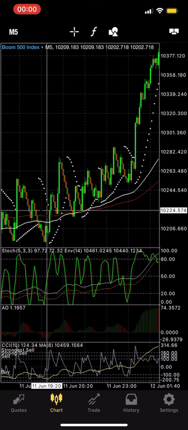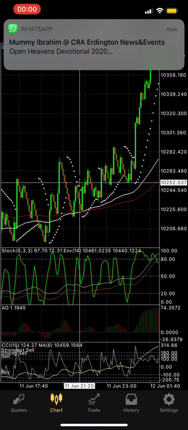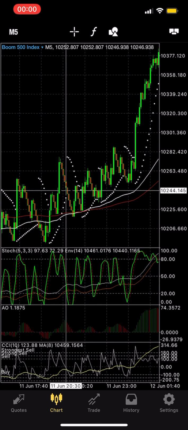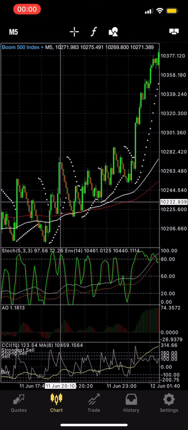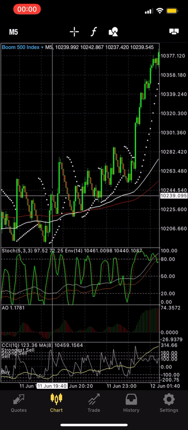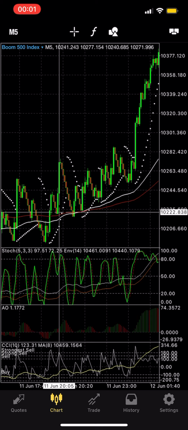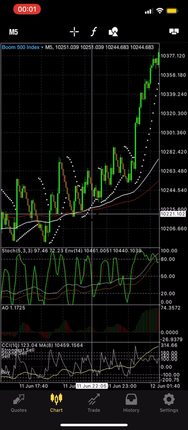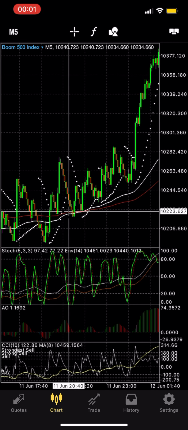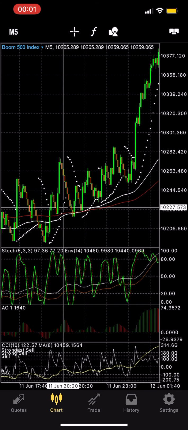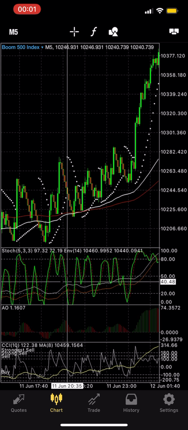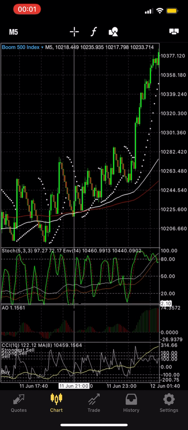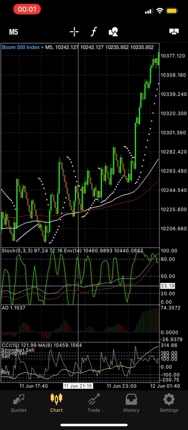So first rule, make sure price is above. This is very important, guys. Price, make sure it is above your 2 moving averages. That's number 1. Number 2, make sure your stochastic is also on the downturn, so it's coming from down going up.